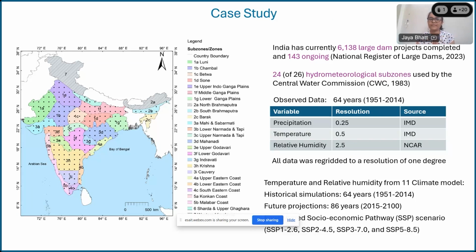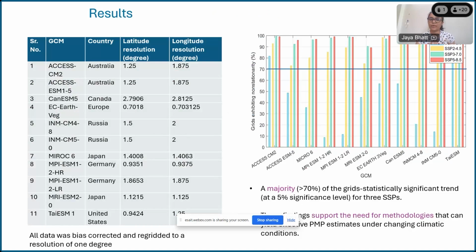For use in this work, I've utilized precipitation, temperature, and relative humidity information from various sources which are available. For observed data, we've used what we have available in India itself. The Indian Meteorological Department supplied this information, and relative humidity I've utilized from the reanalysis data. But for projections, I'm looking at the projections of relative humidity and temperature from 11 climate models, and for all four socioeconomic pathways, I'm conducting the analysis to assess whether the increase is significant or not. These are the list of the climate model data that I have utilized.